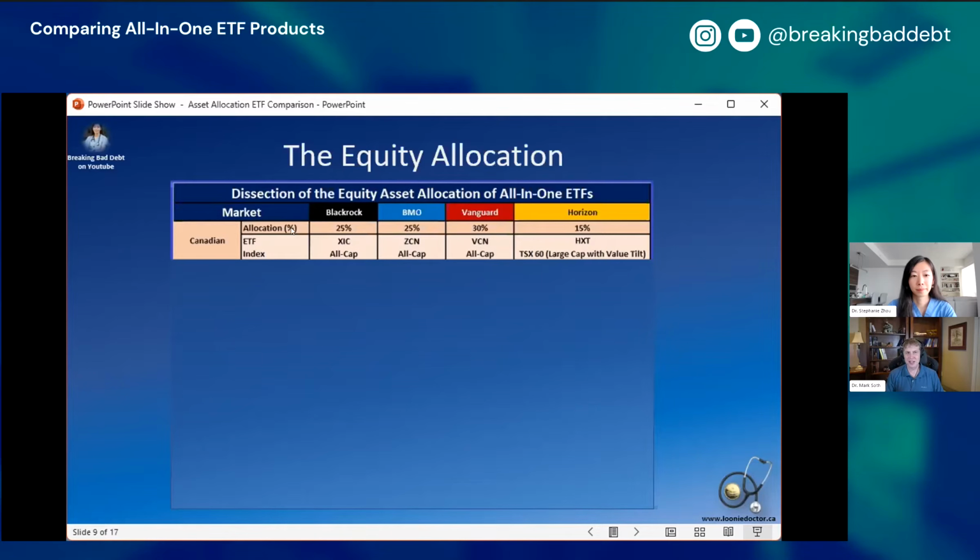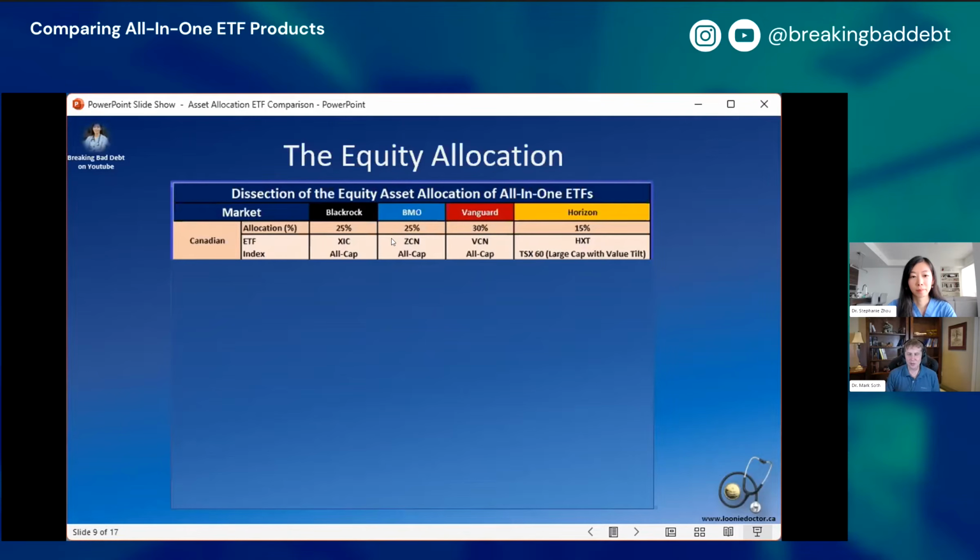But it's important to know what it actually holds underneath that surface. So for example, with the equity allocation, the BlackRock, Bank of Montreal, Vanguard, and Horizon ETFs hold a certain percentage as Canadian versus other countries. And what they do is actually hold another ETF. So the BlackRock holds XIC, which is one of their Canadian coverage ETFs. Horizon holds HXT, which is their one that covers the TSX 60. And then Vanguard, BMO, they all kind of hold a bundle of their own ETFs. But what are the important features with that?